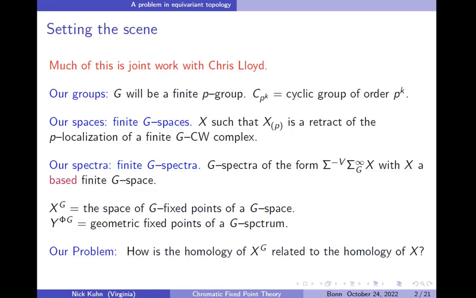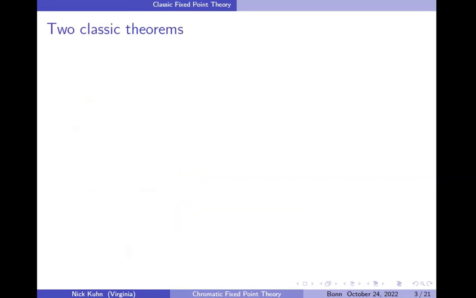So here's the problem. How is the homology of a fixed point space related to the homology of the space you started with if you have a G action? This has a famous old history. It is one of the first things in math that was taught as a traditional subject when I was in graduate school.